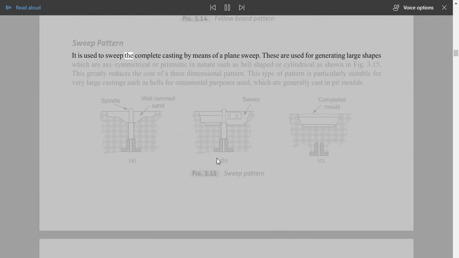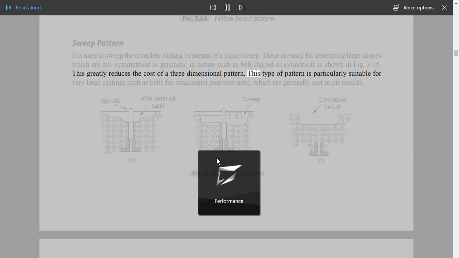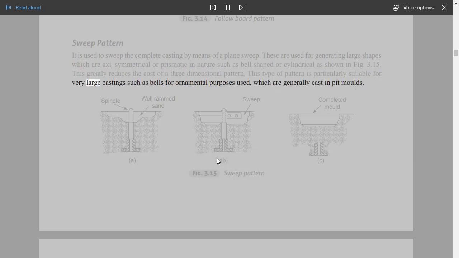Sweep pattern. It is used to sweep the complete casting by means of a plane sweep. These are used for generating large shapes which are axis symmetrical, or prismatic in nature, such as bell-shaped or cylindrical as shown in Fig. 3.15. This greatly reduces the cost of a three-dimensional pattern. This type of pattern is particularly suitable for very large castings, such as bells for ornamental purposes, which are generally cast in pit molds. Spindle, well rammed sand, sweep, completed mold. Fig. 3.15 Sweep pattern.